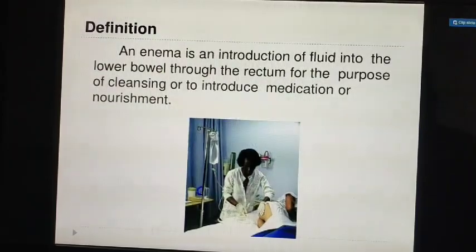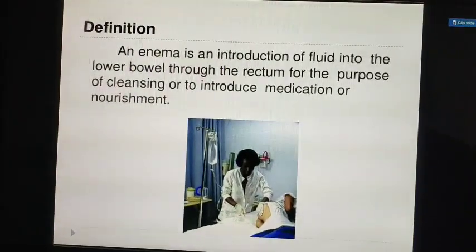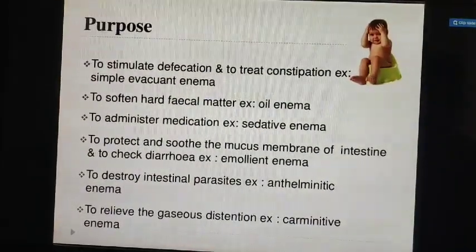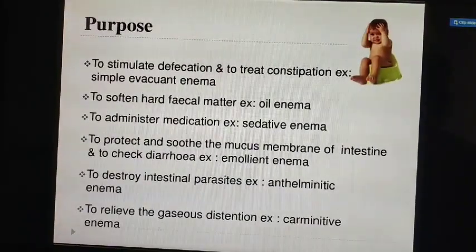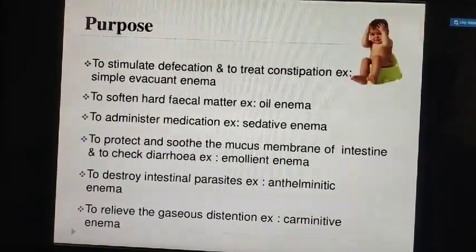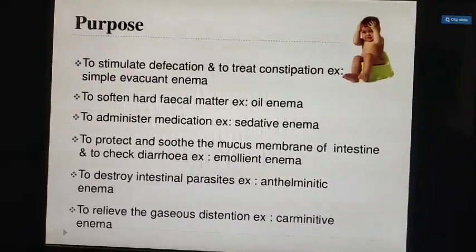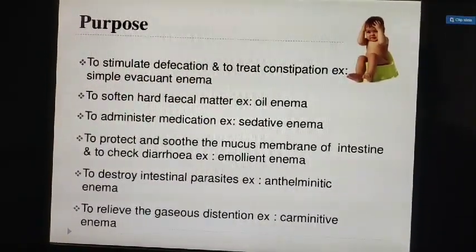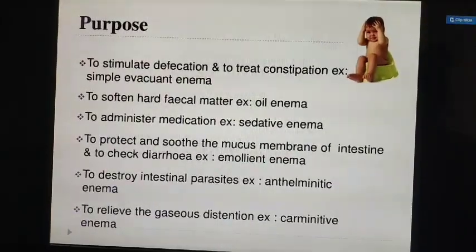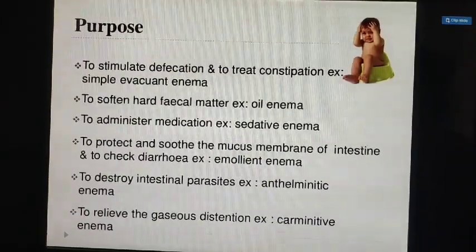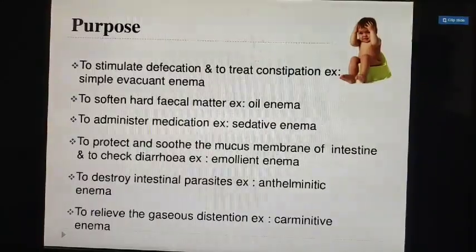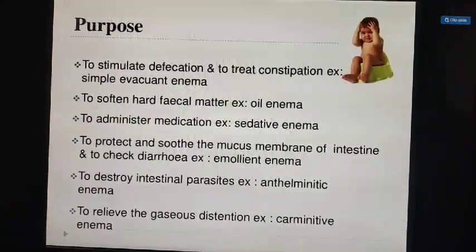Clear? Next we'll see what the purposes are. There are so many purposes. We see one by one. First one is to stimulate defecation and to treat constipation. To treat constipation we call the primary function of the enema. An example is a simple evacuant enema. So we are seeing some of the examples here.